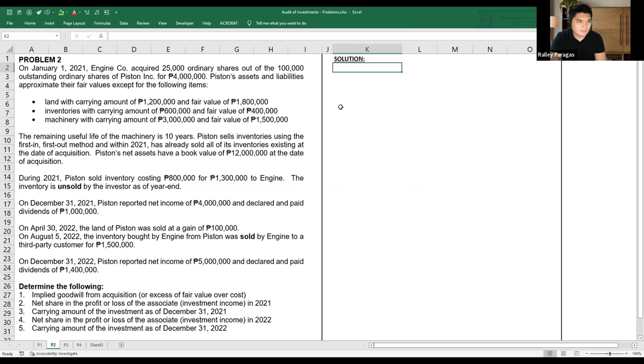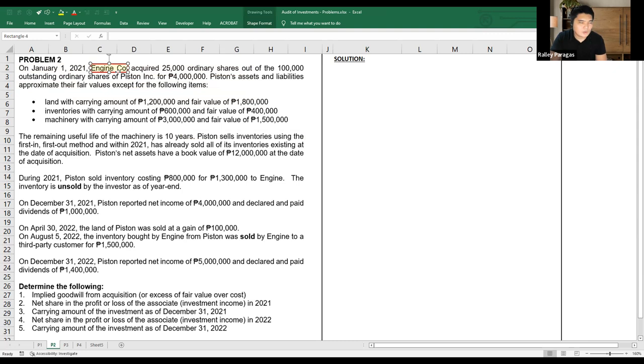So on January 1, 2021, engine company acquired 25,000 ordinary shares out of 100,000 outstanding ordinary shares of Piston Incorporated for 4 million. Okay, so first sentence pa lang, himayin na natin yung problem. So sabi natin, on January 1, so ano yung January 1? That's the acquisition date, the date of initial acquisition, no? Engine company, sino si engine company? That's our investor. It acquired 25,000 ordinary shares.